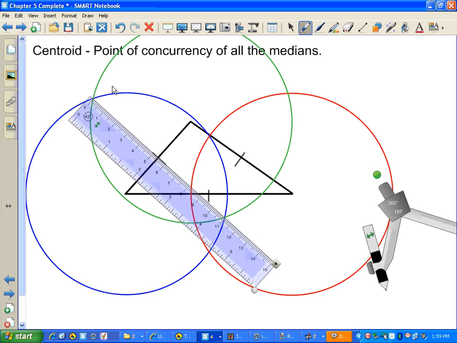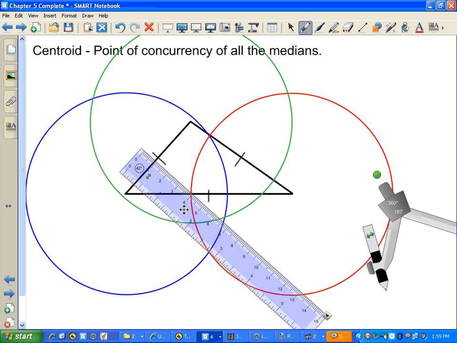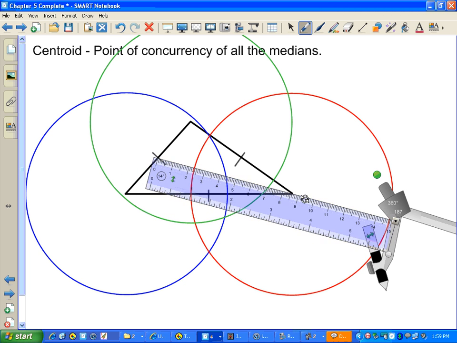There's my midpoints. Now all I need to do is connect them to the opposite vertex. Put my ruler on there and then turn it up to the vertex. I can draw in my median.